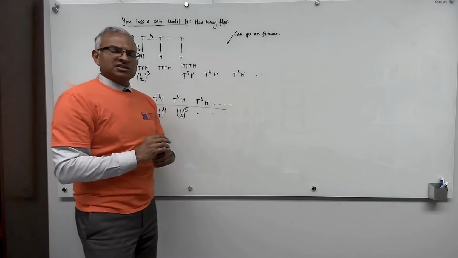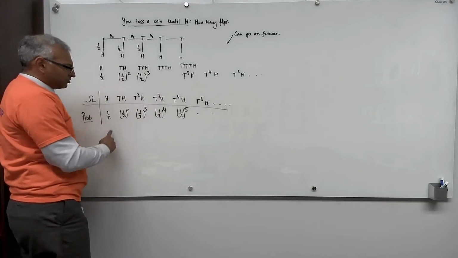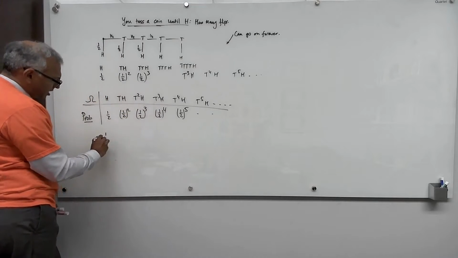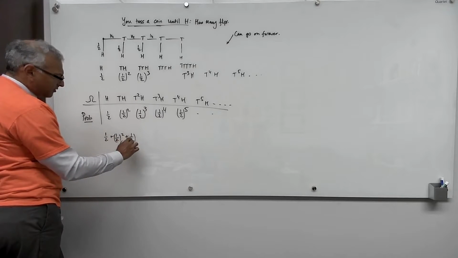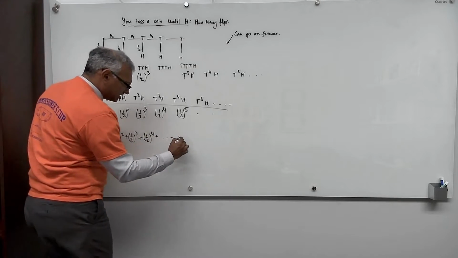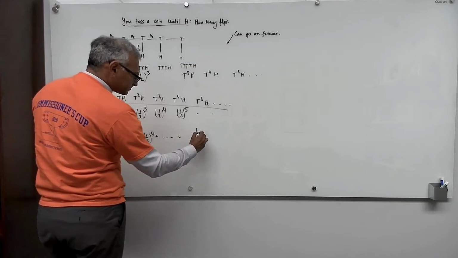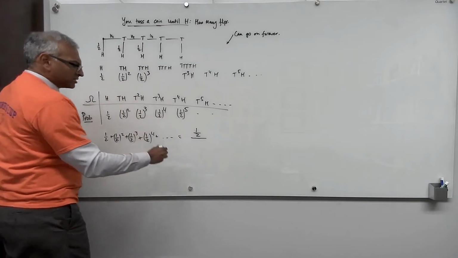But is it a probability space? Are all the probabilities non-negative? Yes. Do they sum to 1? Let's see. So 1/2 plus 1/2 squared plus 1/2 cubed plus 1/2 to the fourth plus so on is equal to 1/2 over 1 minus 1/2.